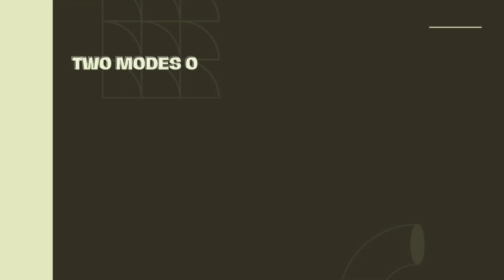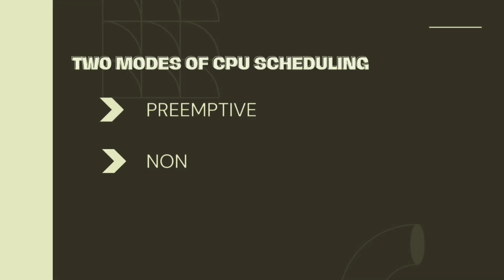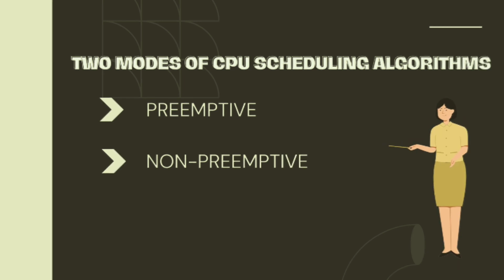There are two modes of scheduling algorithm: preemptive and non-preemptive. Preemptive scheduling allows a running process to be interrupted by a high-priority process, whereas in non-preemptive scheduling, any new process has to wait until the running process finishes its CPU cycle.